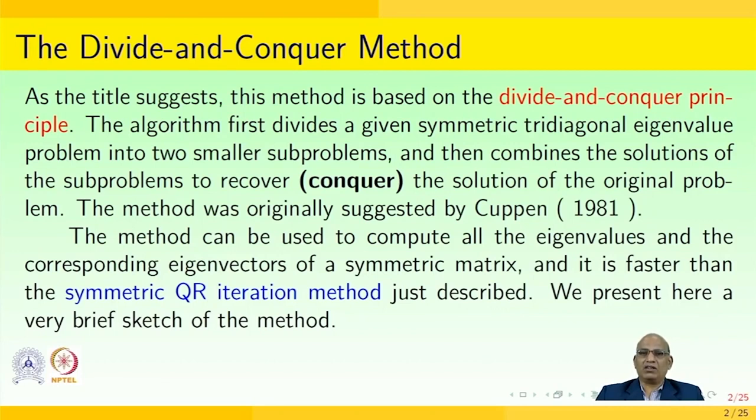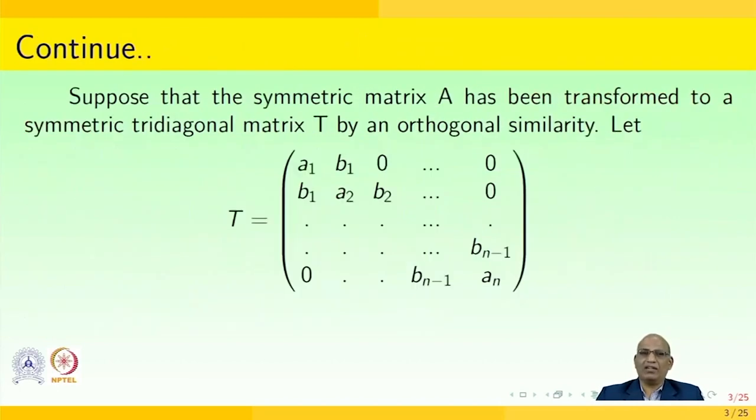The method was originally suggested by Cuppen in 1981. The method can be used to compute all the eigenvalues and the corresponding eigenvectors of a symmetric matrix, and it is faster than the symmetric QR iteration method just described. We present here a very brief sketch of the method.